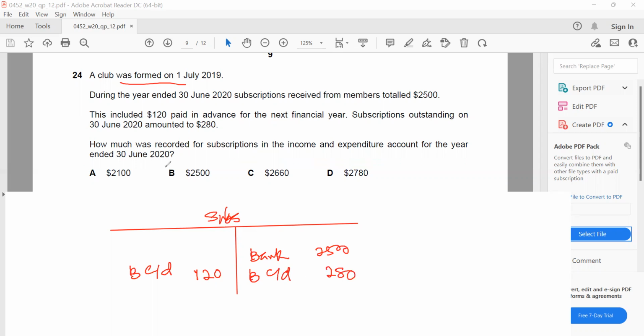Asset. How much was recorded for the income statement amount? Income statement, income and expenditure, is on the debit side. So take credit minus the debit. So we get 2660. So the answer should be C.